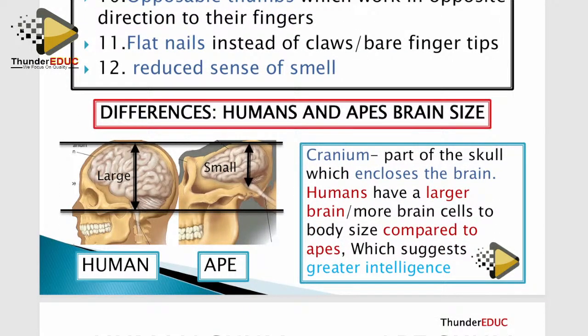A difference between humans and others is in terms of cranial capacity. They can ask you how the cranium is linked to intelligence. The cranium is the brain box. The bigger the cranium, the more the brain cells, the higher the intelligence. So humans have a larger cranium compared to the body size, meaning more brain cells, which suggests a higher intelligence. So we have a higher intelligence because we have a high number of cells compared to the other organisms, and this is linked to the body size. I think I'm clear.